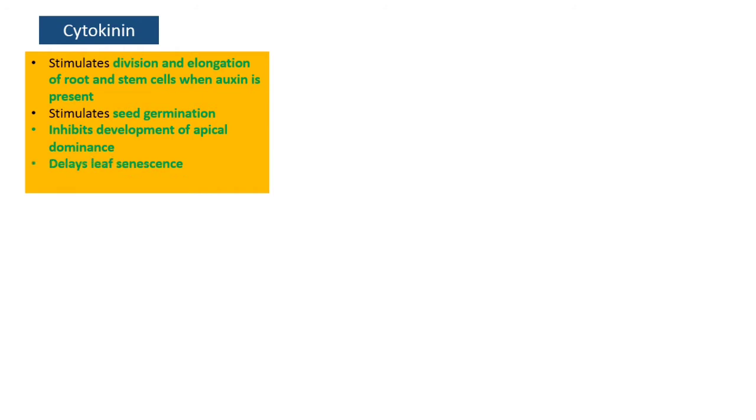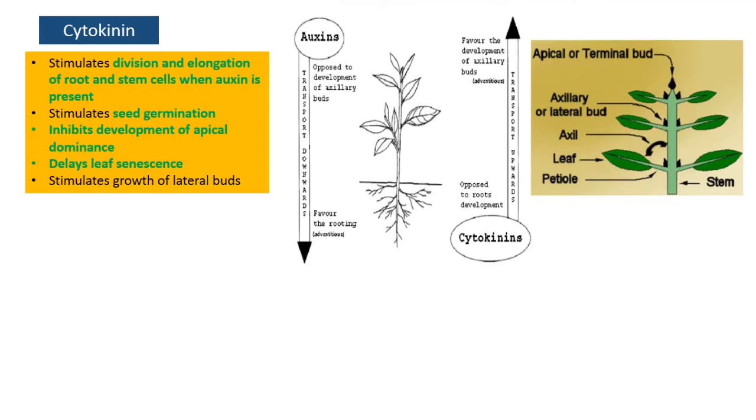Cytokinin stimulates division and elongation of root and stem cells when auxin is present, stimulates seed germination, inhibits development of apical dominance, delays leaf senescence, stimulates growth of lateral buds. So this is the relationship between cytokinin and auxin. Auxin opposes the development of axillary buds. The movement of auxin is from the shoot to the roots, but the cytokinin opposes, transporting outwards.